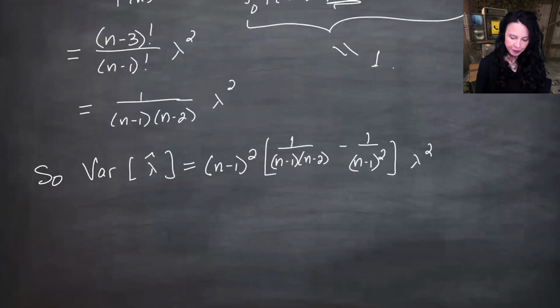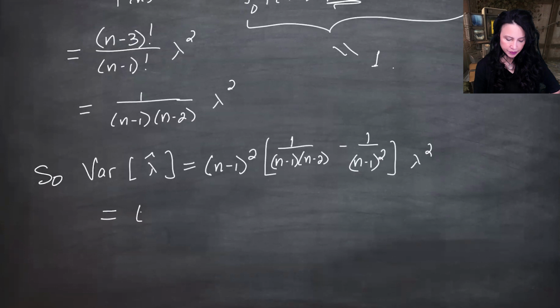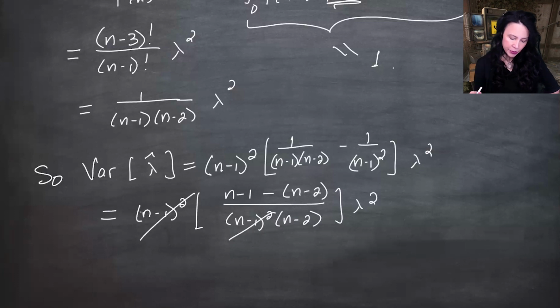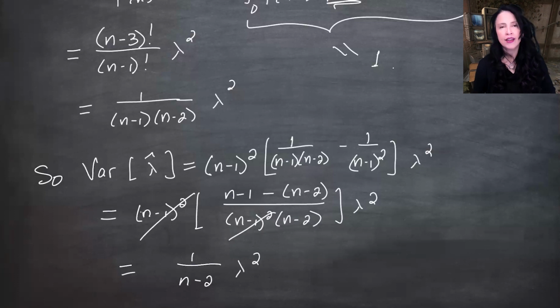Okay, you could stop there if I was just asking for the variance, but usually I'm going to ask this in the context where you have to compare it with another variance. So let's just clean this one up. We'll get some cancellation. The top, everything goes away. It's 1. So we get 1 over n minus 2, lambda squared, as the variance of our unbiased estimator for lambda. I am almost out of time.